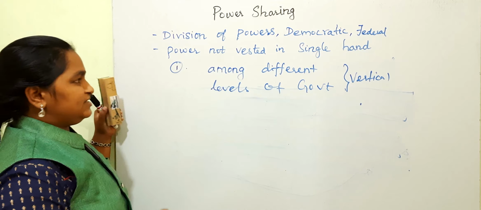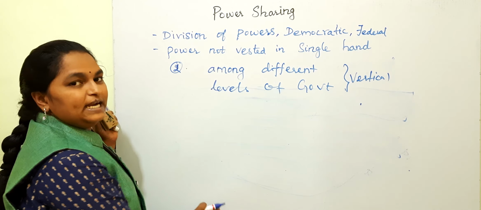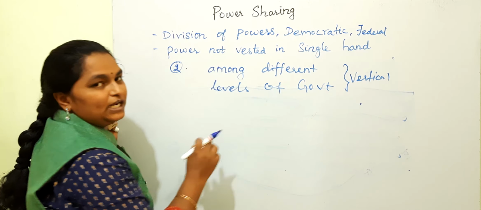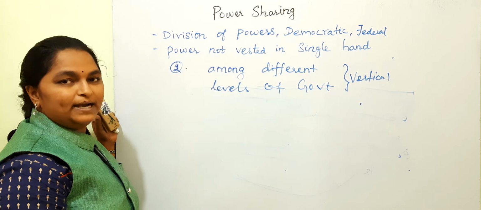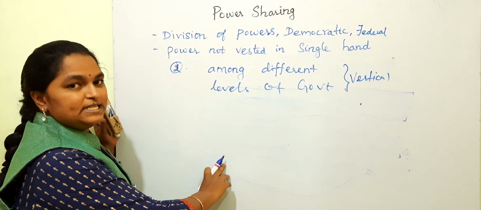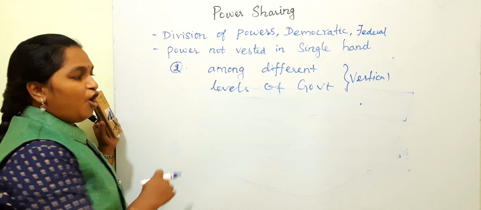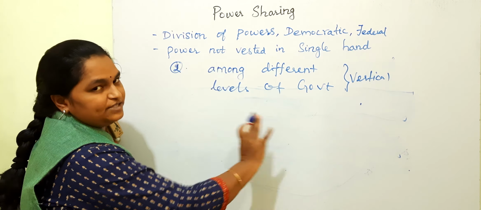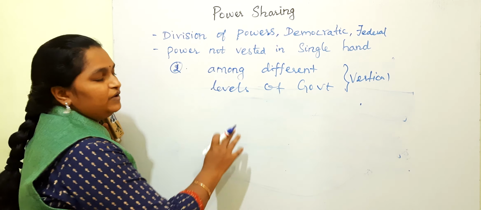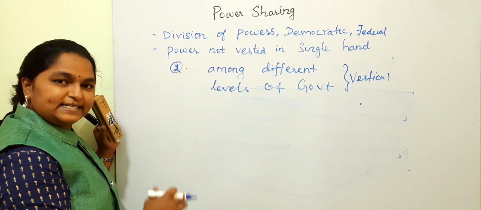Yes, children, the second type is power shared among different levels of government. These are three levels, that is vertical distribution. The top level is union government, then state government and local government. Union government, we know, is parliament, executive and judiciary; these three come under the union government. State government, for example, includes the chief minister, governor, MLAs and the Secretary of State. Local government is Panchayat Raj and urban government. Based on these three, the three lists are there. From that list only they can make a law and exercise their power.